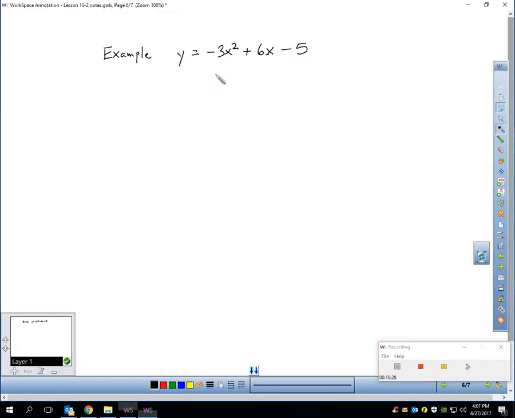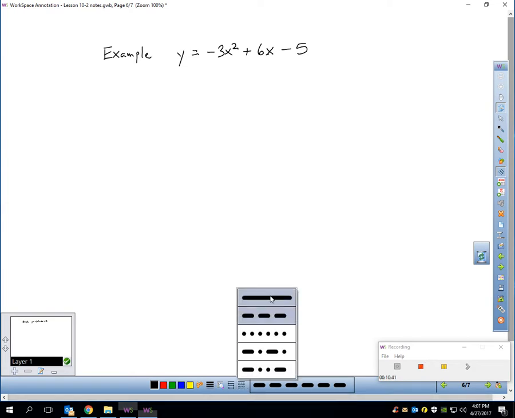All right, let's do one more sample problem. Let's sketch y equals negative 3x squared plus 6x minus 5. Okay, so first of all, let's get out my xy axis. Let's do that first.